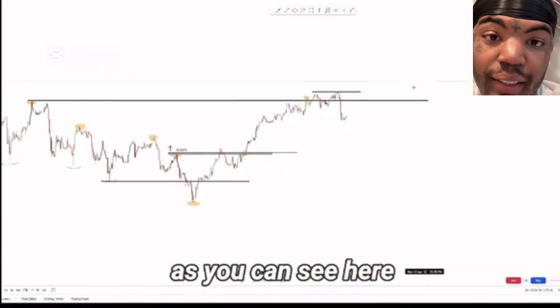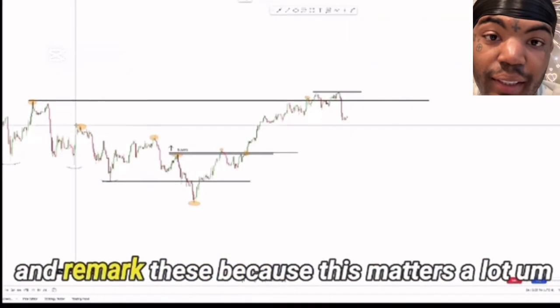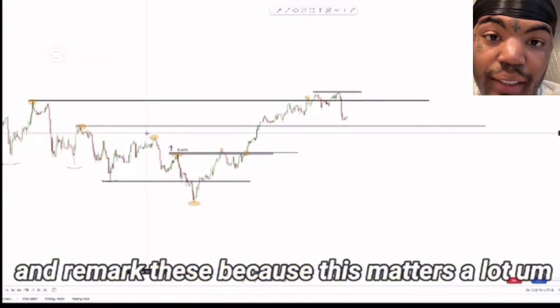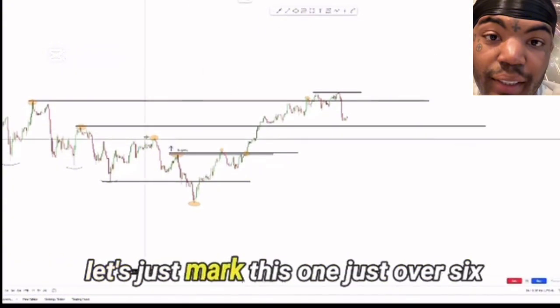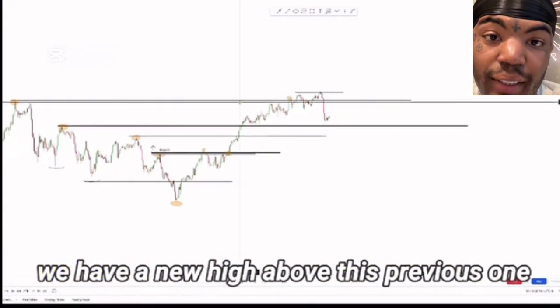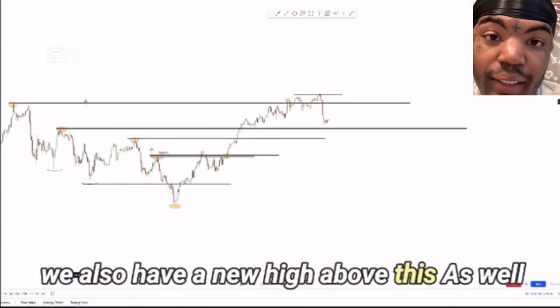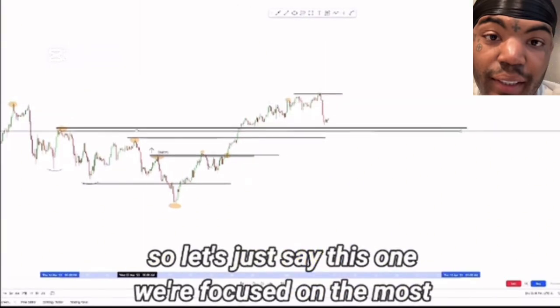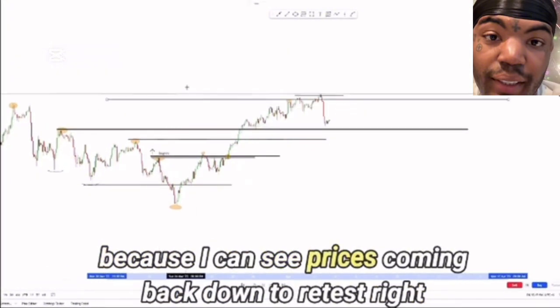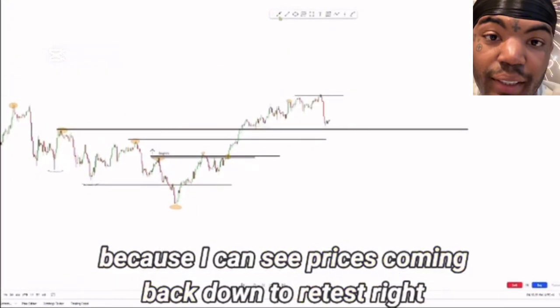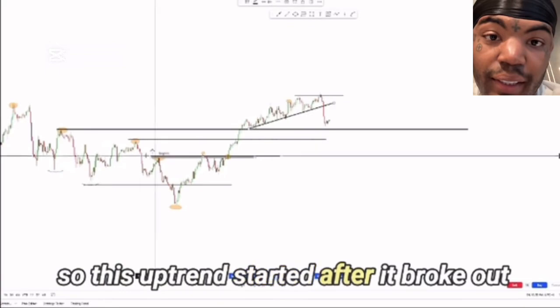As you can see here, we have this new high. I'm going to go ahead and remark these because this matters a lot. This one doesn't matter. Wait, let's just mark this one for the sake of it. We have a new high above this previous one. We also have a new high above this as well. So let's just say this one we focused on the most, because I can see price coming back down to retest, right? So this uptrend started after it broke out.